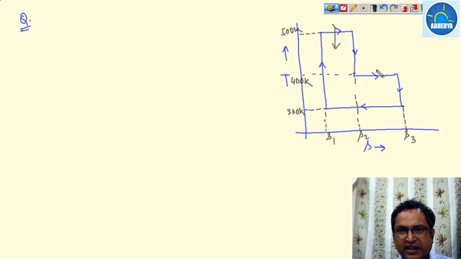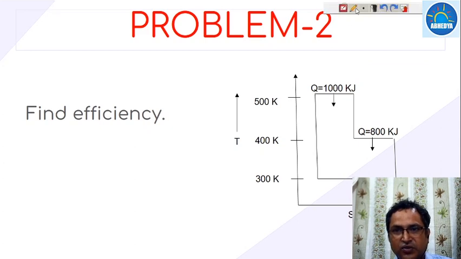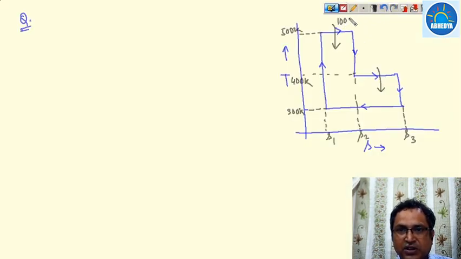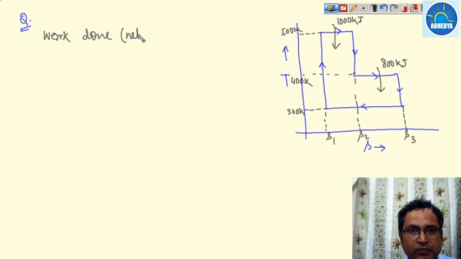Here heat is input, and these values are 1000 kilojoule and 800 kilojoule. So it is 1000 kilojoule and here it is 800 kilojoule. So net work done is equal to area of diagram.